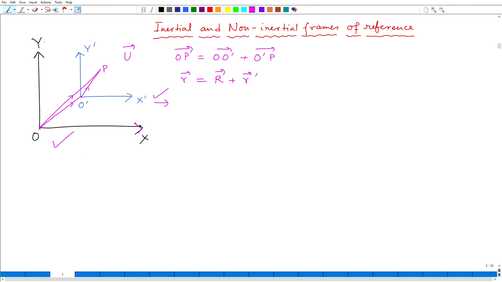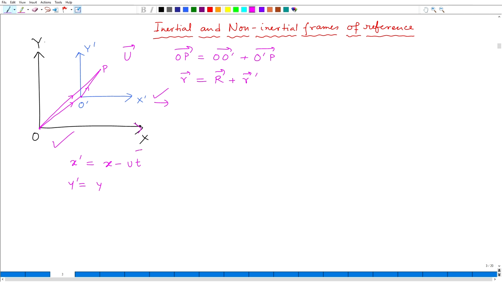So, just for example, x prime, the space coordinate in the prime coordinates, will be simply equal to x minus u t, but of course there is no movement in the y direction. So, y prime will be equal to simply y.